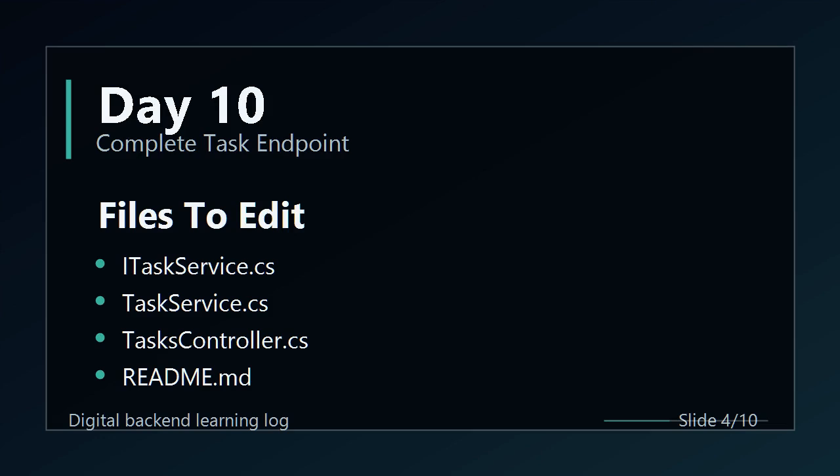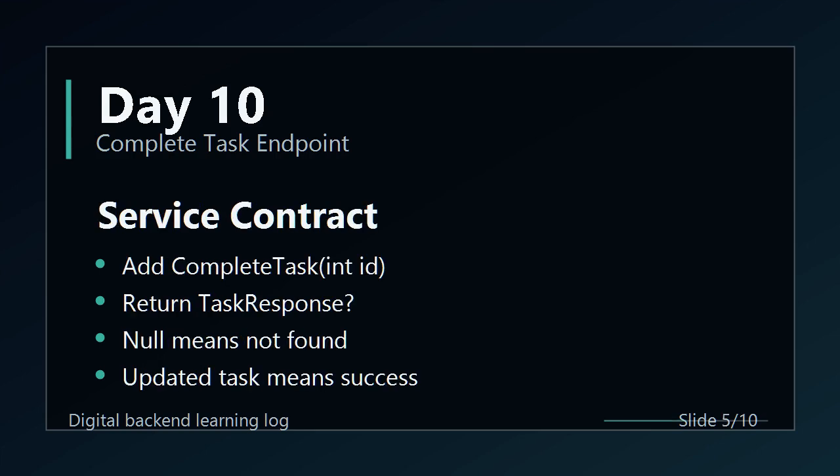The files to edit are ITaskService.cs, TaskService.cs, TasksController.cs, and README.md. First, update the service contract. Add complete task with an ID parameter. It returns nullable task response, where null means the task was not found and an updated task means success.